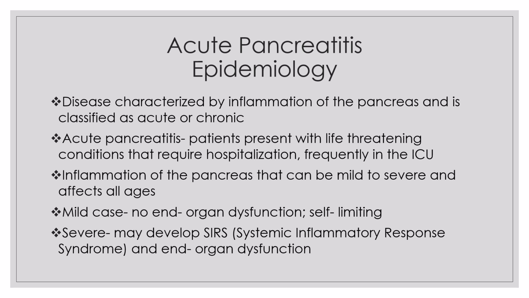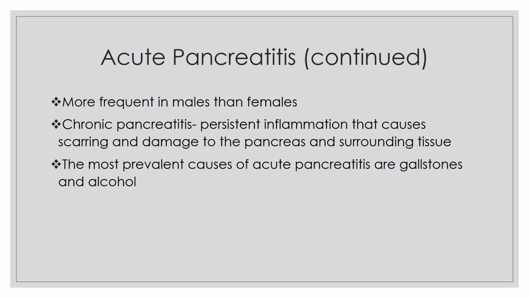If it is severe, again, the patient may develop SIRS, systemic inflammatory response syndrome, and end organ dysfunction. Acute pancreatitis is more frequent in males than in females. Chronic pancreatitis is a persistent inflammation that will cause scarring and damage to the pancreas and surrounding tissue.